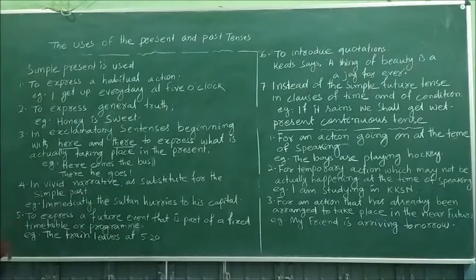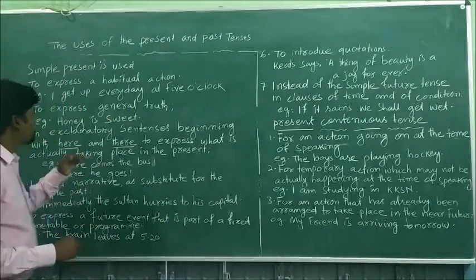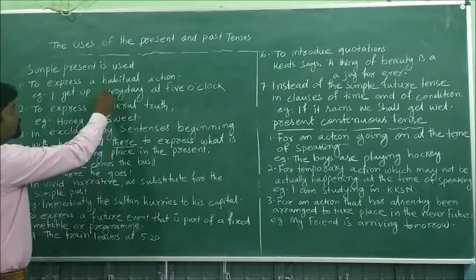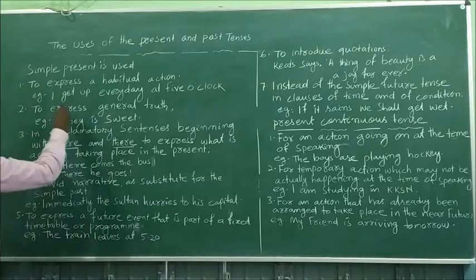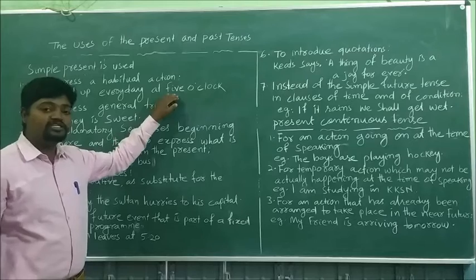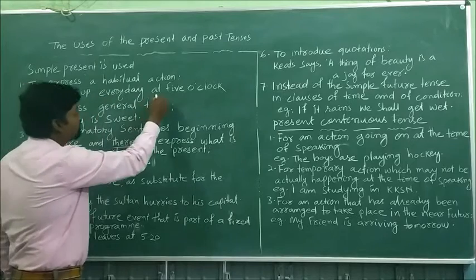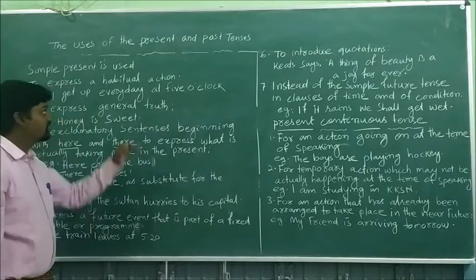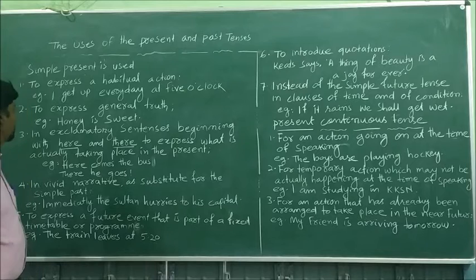In the first case, simple present tense, or present indefinite, is used to express habitual actions. Whenever we get a sentence about habitual actions, we have to use the simple present tense. Example: I get up every day at 5 o'clock. What kind of sentence is it? It is a habitual action. It is a habit that I get up every day at 5 o'clock in the morning. In this situation, we use simple present tense or present indefinite.